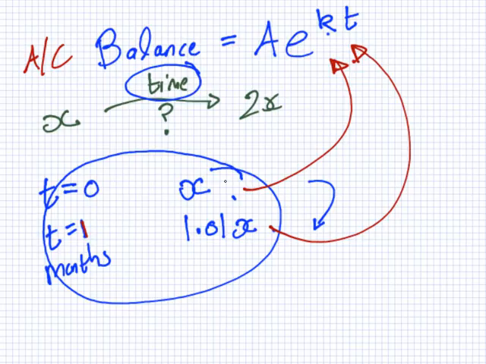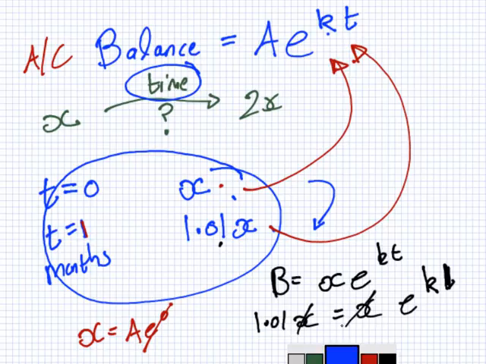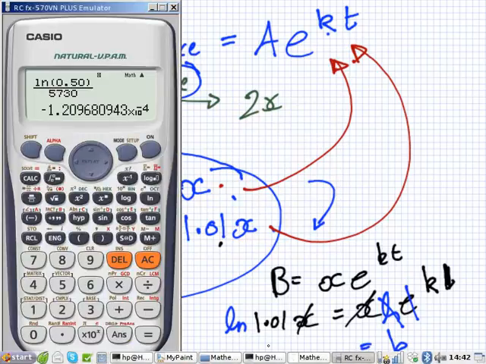So, if I use this one first, I get x equals a e^0, so what's a? X. Right? Okay, so now I have the bank balance equals x e^(kt). Now I use this one. 1.01x equals x e^(k·1). What should I do for now? Divide by x. Next. Next. Yeah, so k equals ln 1.01. 0.00995, as you said.